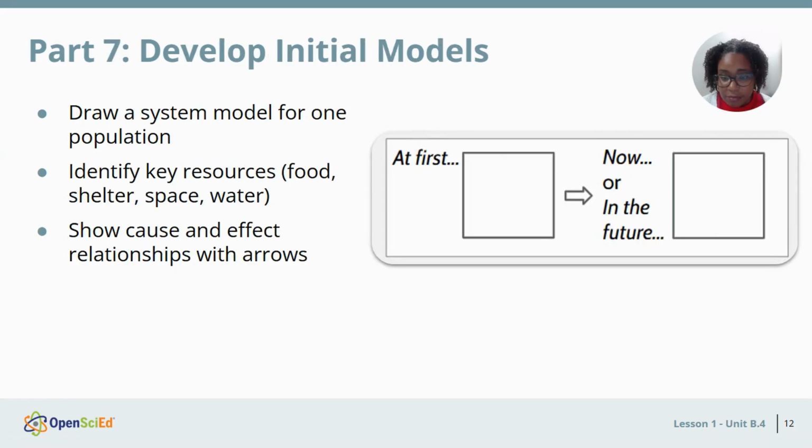At part 7, students develop initial models, and they create these models showing how one population is affected by urbanization. Their models should include resources like food, water, shelter, space, and it should show cause and effect relationships using arrows.